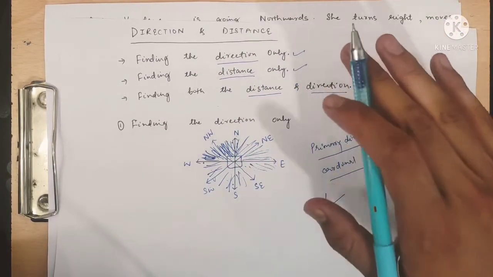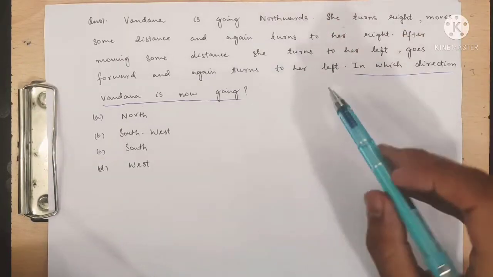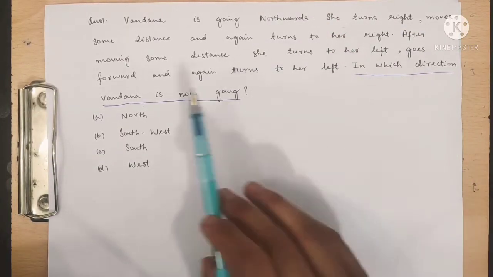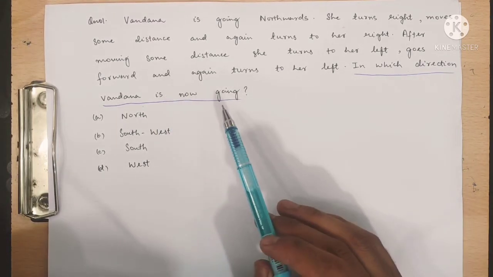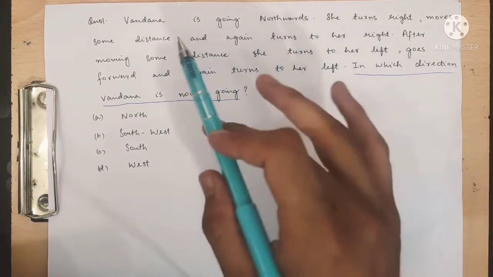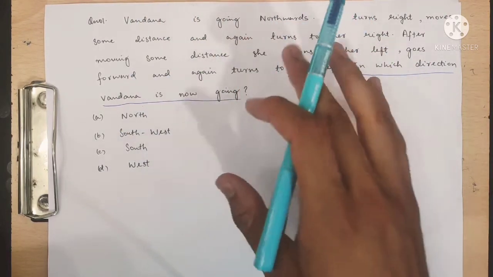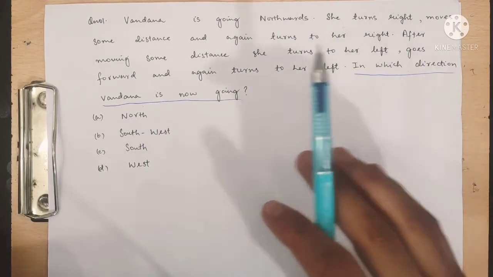Whenever they ask you questions, you have to simply see what the examiner is asking. That's written in the end. Typically, in which direction Vandana is now facing, or in which direction Vandana is now going. So we have to find the direction in which Vandana is finally going after moving left, right. That's written in this question. But we have to find the direction only. You no need to go for the distance, just go for the direction.